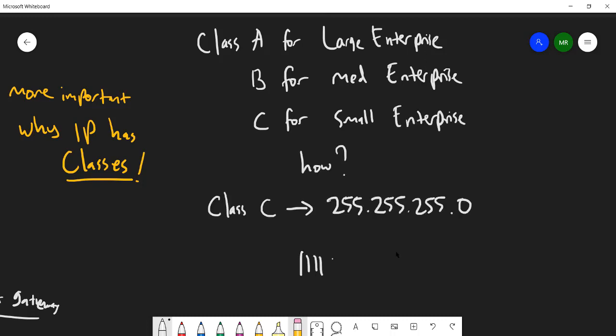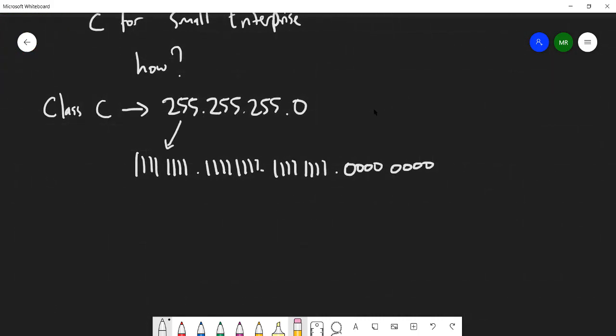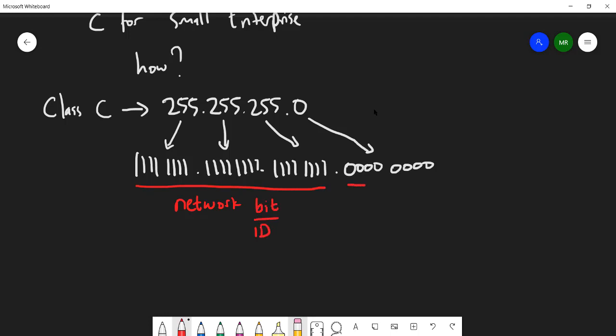Let's see if we have a class C subnet mask, for example. So we have 255.255.255.0 and convert it into binary. We will see that there is a sequence of number 1s and a sequence of number 0s. The sequence of 1s is called network bits or network ID, network identifier. And all these zeros that we have are called host bits.